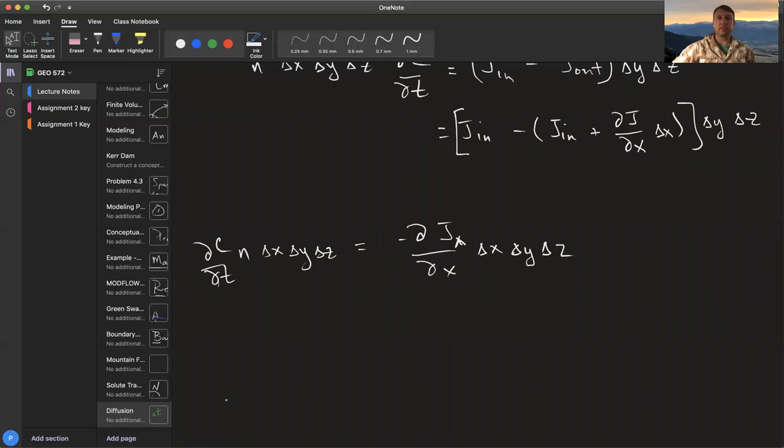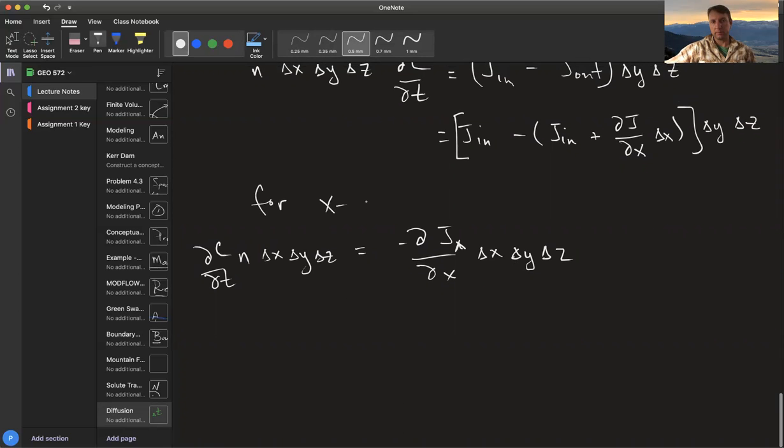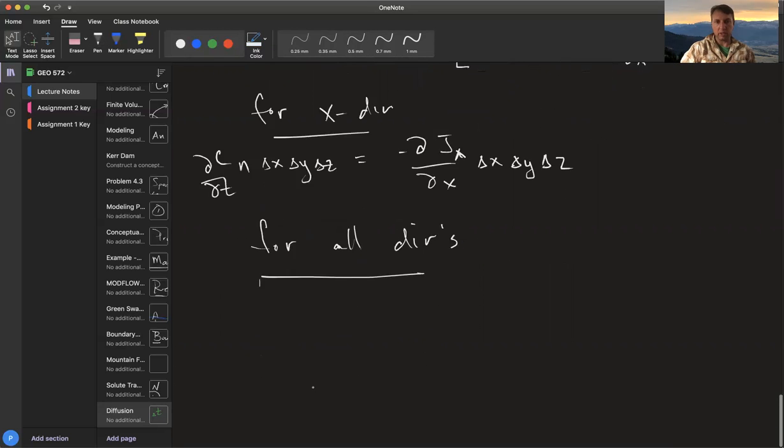All right, so we can do the same process. So this is for the x direction. So for all directions, we do the same thing for each direction, and we're going to get the continuity equation. Oh, these volumes up here cancel out, sorry. So I get n dC/dt is equal to dJ/dx.